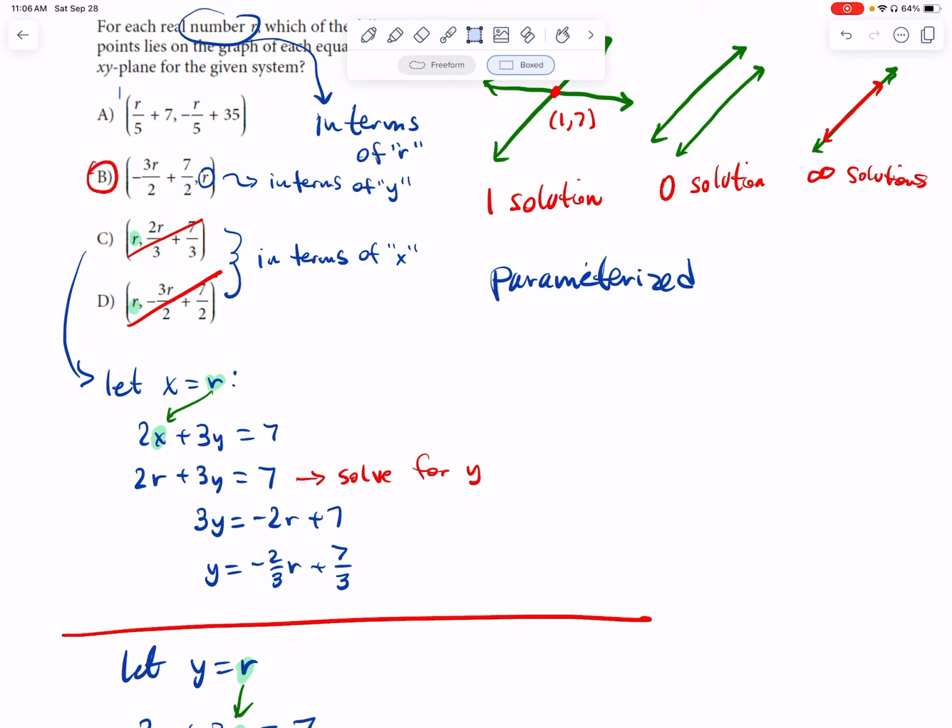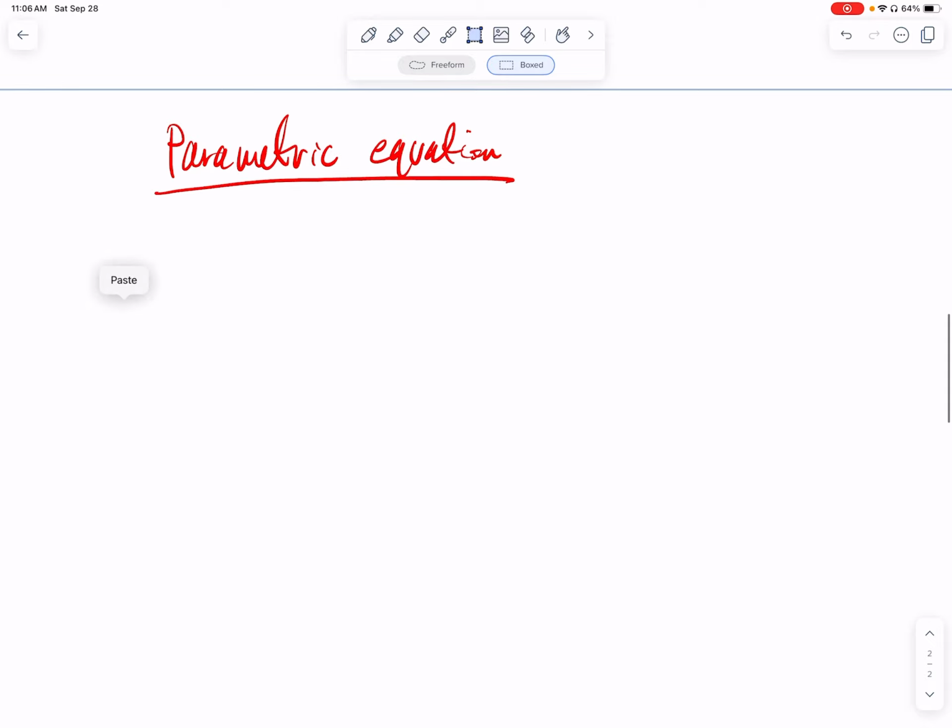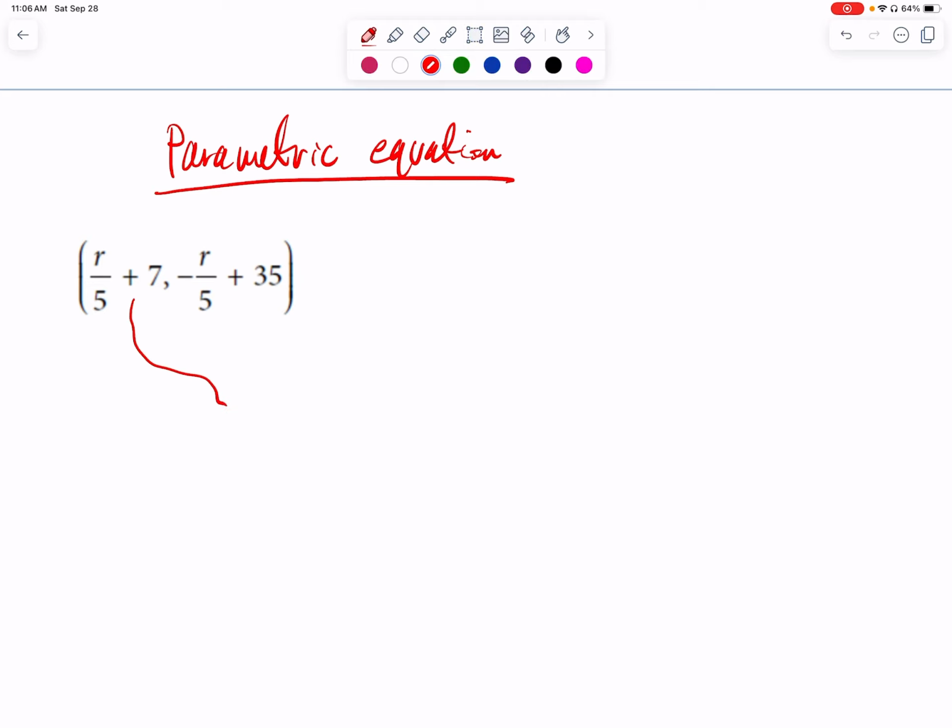And I'm going to basically rewrite this thing, so I don't have to keep scrolling. I'll just copy that, bring it down here. Boom. I'm going to rewrite this so that you can see what I exactly mean by parametric equations. So this first one here is my x-coordinate is equal to r over 5 plus 7. And then over here, my Christmas colors, my y-coordinate is equal to negative r over 5 plus 35.